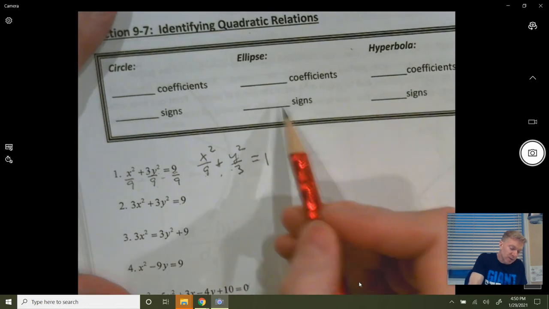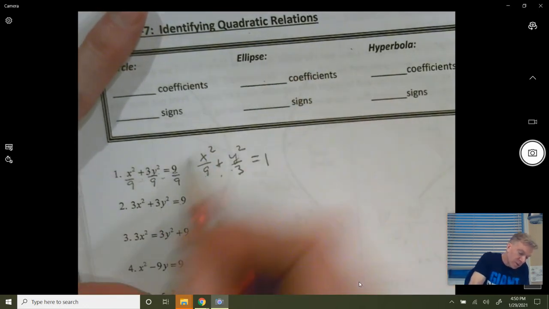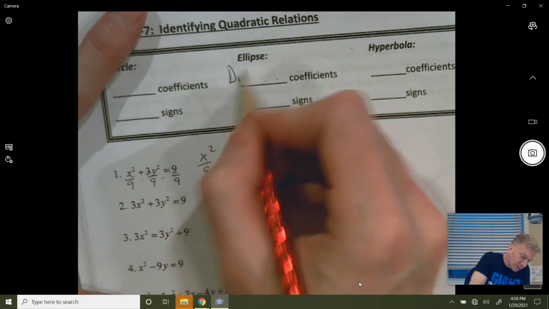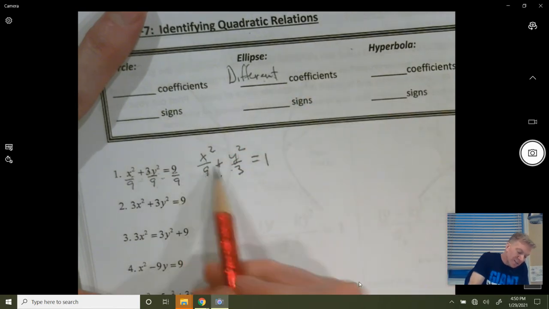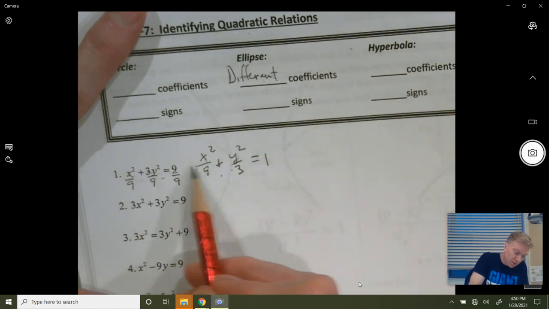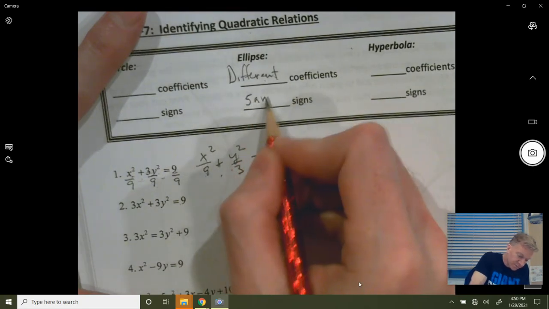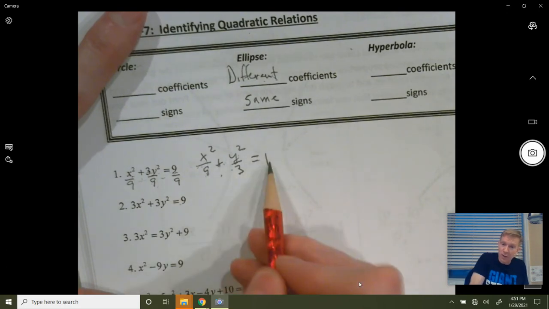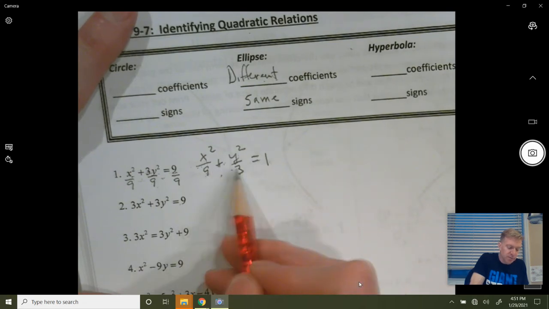So let's generalize. The coefficients of your two squared terms are different, but you've got the same sign. You've got a plus in front of here and a plus in front of here. Same signs. Now, if these were both negative, it still might work if there was a negative over here, because when you divide everything out by a negative 1, you'd get a positive.